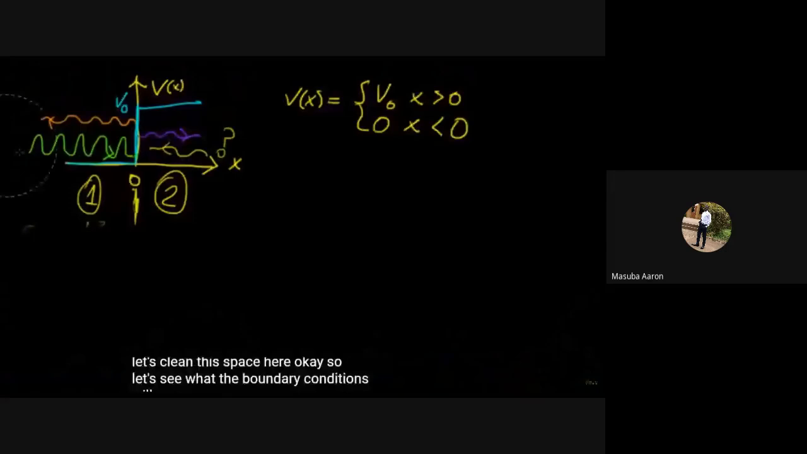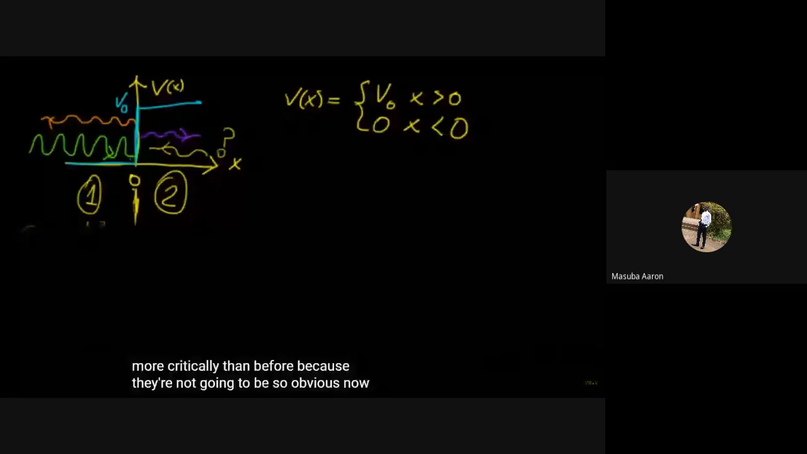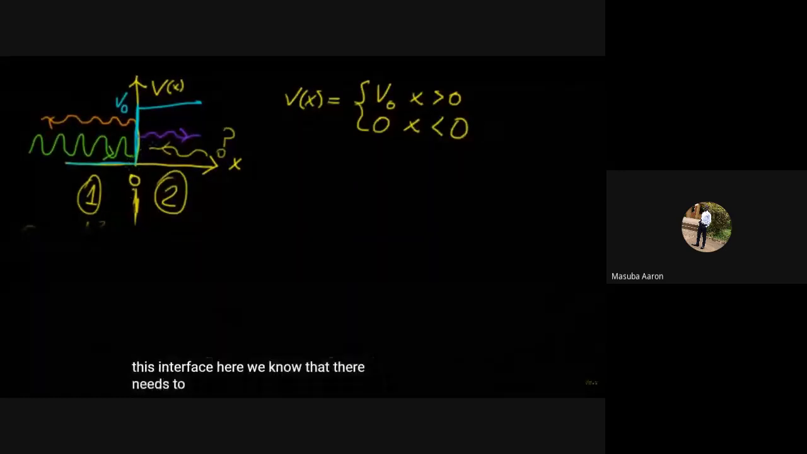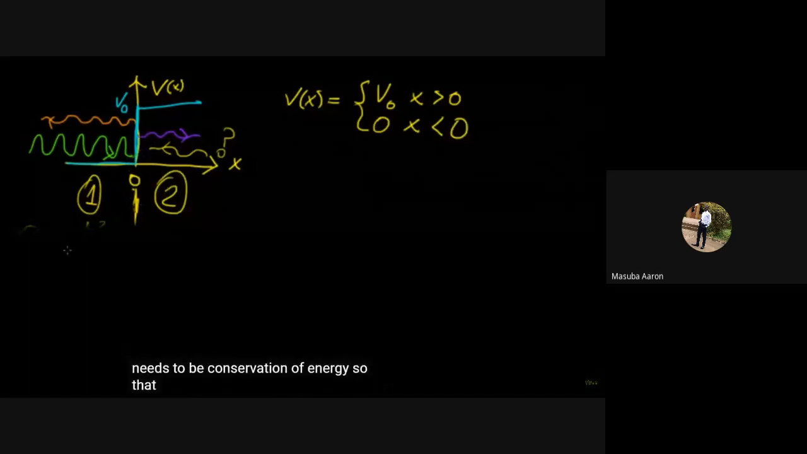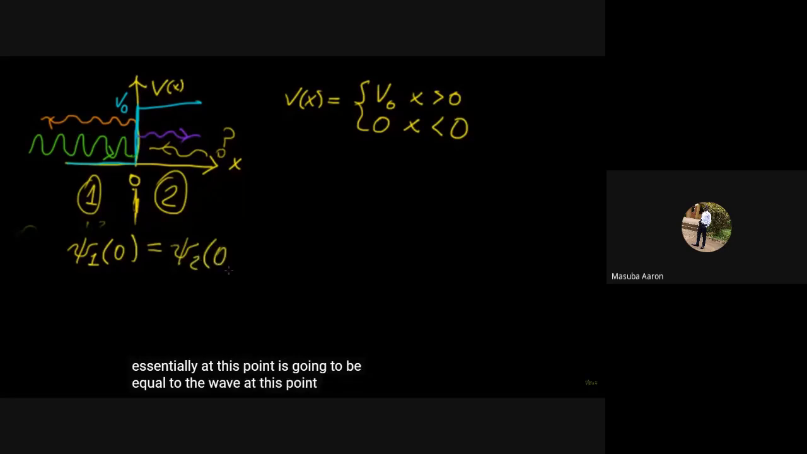Okay, so let's see what the boundary conditions will be. Well, we need to think about this more critically than before because they're not going to be so obvious. Now, the boundary conditions will be given by this interface here. We know that there needs to be conservation of energy. So that means that our wave at this point is going to be equal to the wave at this point. And this is not because of conservation, but rather because of continuity of the function.